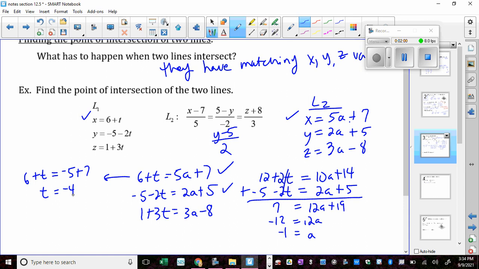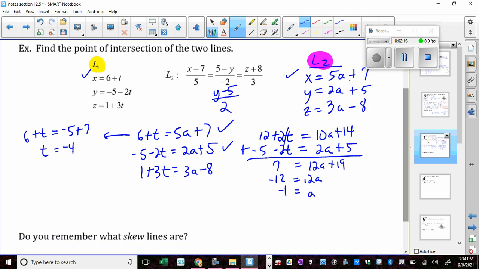All right, so I need to go through and plug these values into my lines. Plug the t value into line 1, plug the a value into line 2, and let's see if they meet up. If they both produce the same point, then I know that they meet up. If they don't, then they're skew, because I could already tell, frankly, that they were not parallel. Remember, if they're parallel, the direction here would be a scalar multiple of the direction here, and I can already tell that they're not. So I knew that they weren't parallel to begin with.